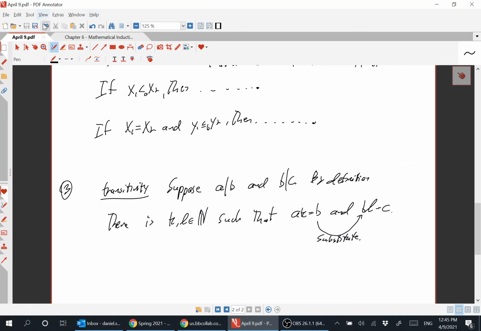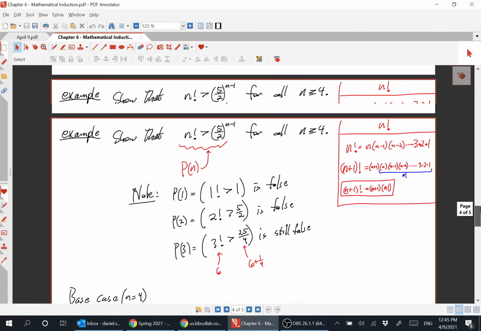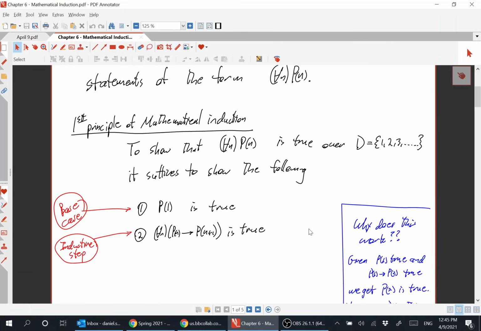All right, so back to induction. So again, the first principle of mathematical induction right here.